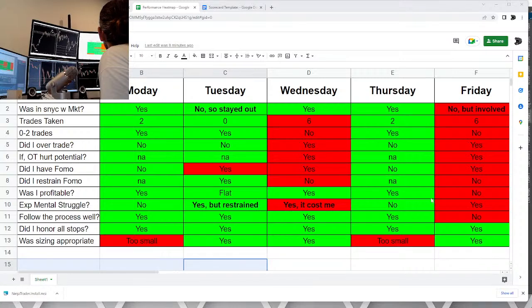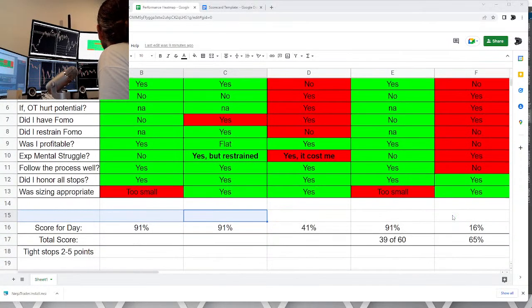Which mental struggle? Yes, I did. Did I follow the process well? At times. I honored all stops, but I wasn't following the process as far as getting involved well. Honored stops. Sizing was appropriate. There were trades where I wasn't trading that big just because I didn't have a lot of conviction. So it worked out okay. Let's look at our score for the day.